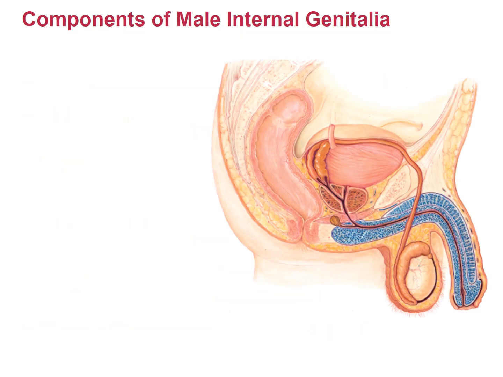Reproductive system consists of a number of sex organs that play a role in the process of human reproduction. These organs are located on the outside of the body and within the pelvis. Based on their locations, male genitalia can be divided into male internal genitalia and male external genitalia. Let us see the components of male internal genitalia. It includes testis, duct system, and accessory glands.